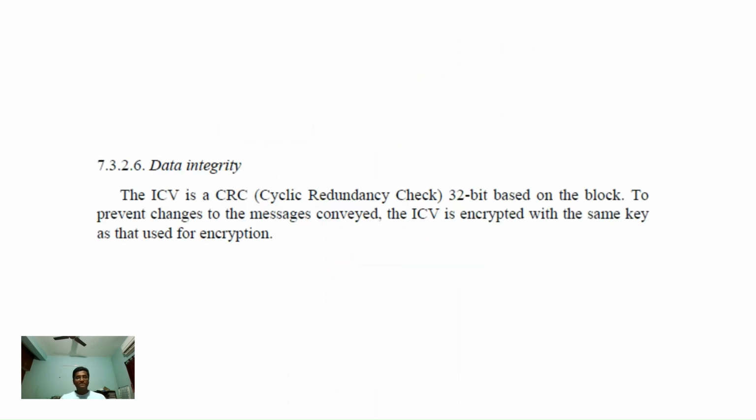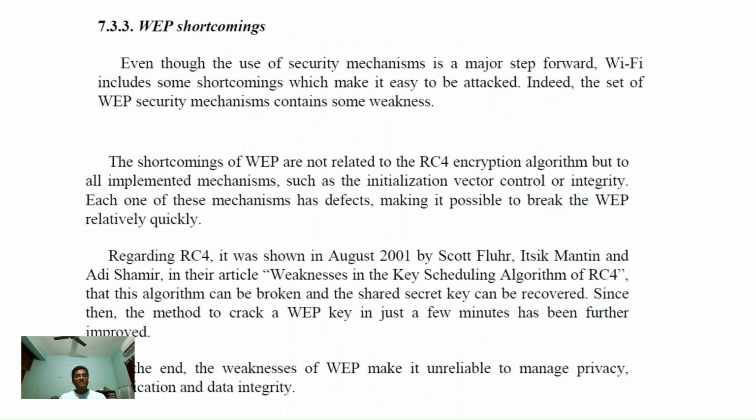And data integrity uses the CRC, the cyclic redundancy check, a 32-bit value computed on the block. The ICV is encrypted with the same key that is used for encryption. And the WEP shortcomings: when you speak about the shortcomings, some weakness, they are not related to RC4 but to its implementation. But one of the mechanisms has some defects, making it possible to break WEP relatively quickly.